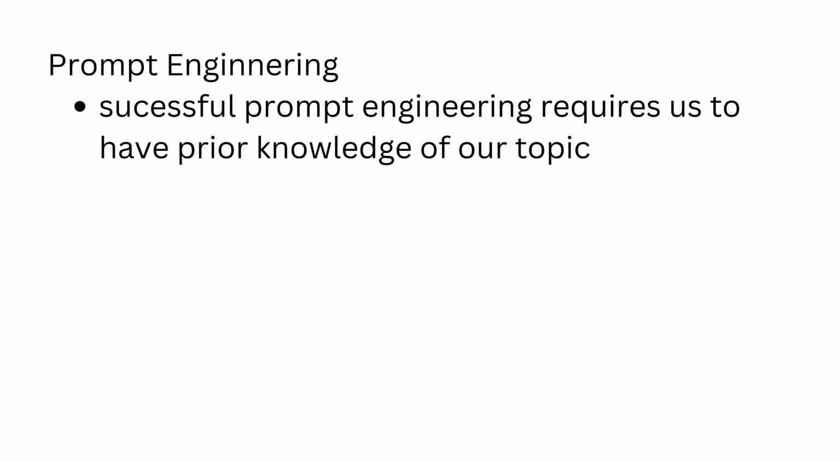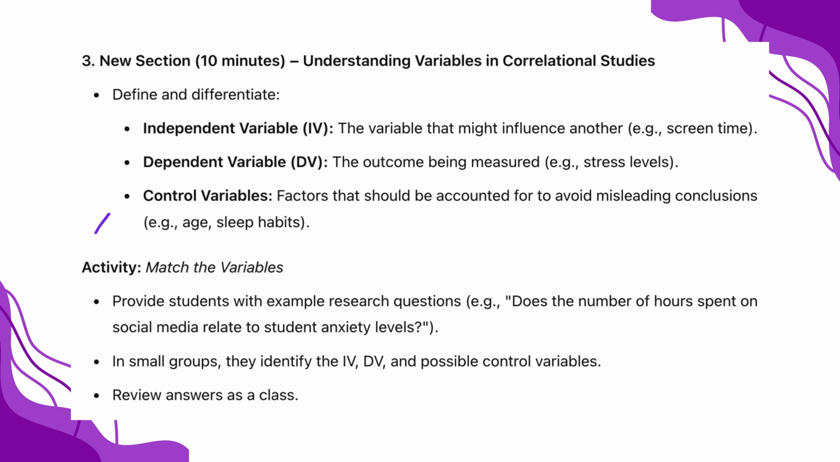For students to correctly understand correlational studies, they need to understand variables. We can prompt the AI model to include instructional material about the types of variables and an activity to engage students in learning more about them.